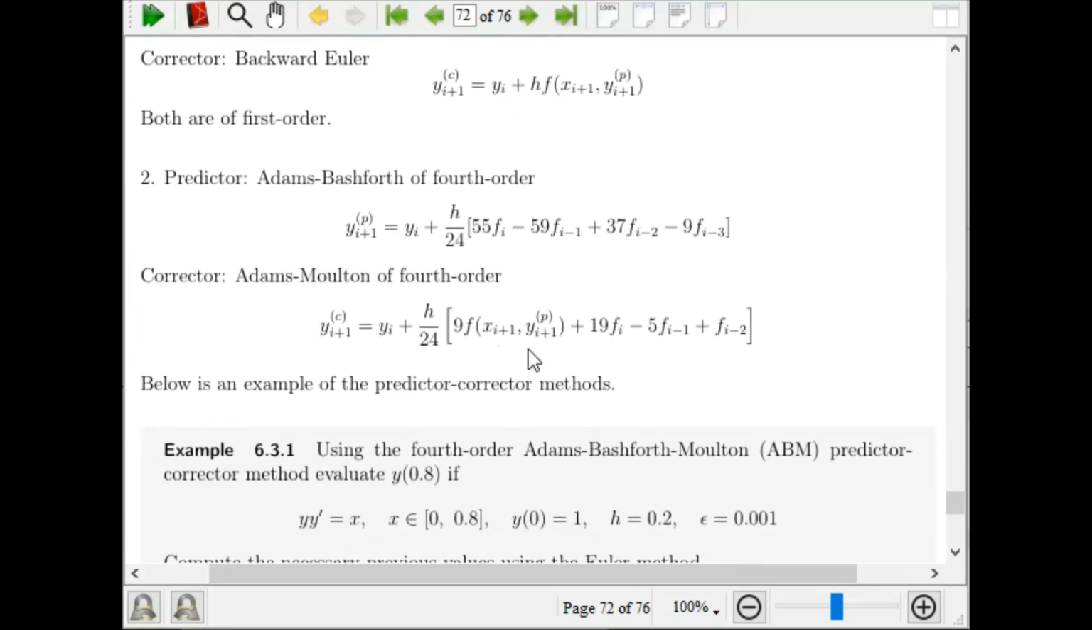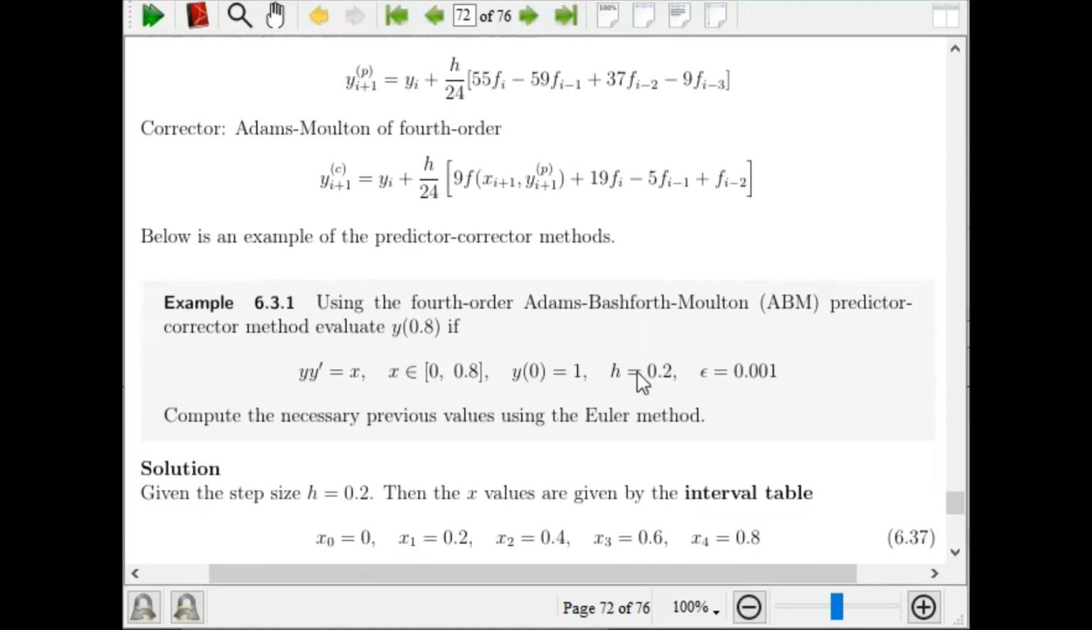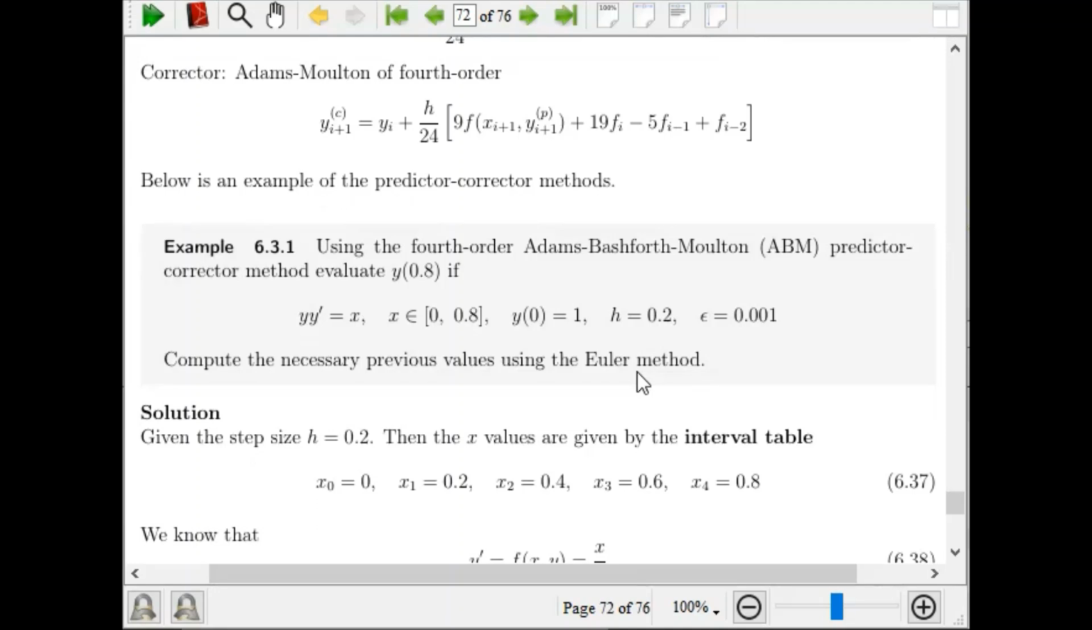Another example: we can use the fourth order Adams-Bashforth method as the predictor method, and the fourth order Adams-Moulton as the corrector method. Whatever we get here, we have to plug in here. But this multi-step method will also require some single-step method to compute the starting values here, maybe given in the problem. So this will be a typical example of the predictor-corrector method.